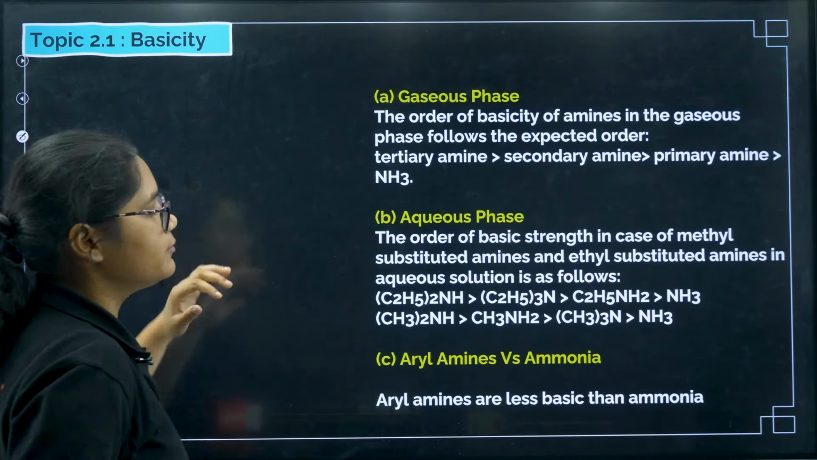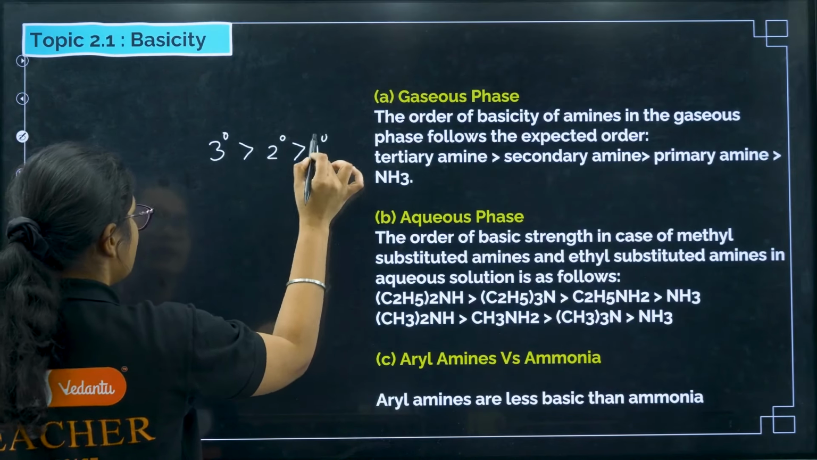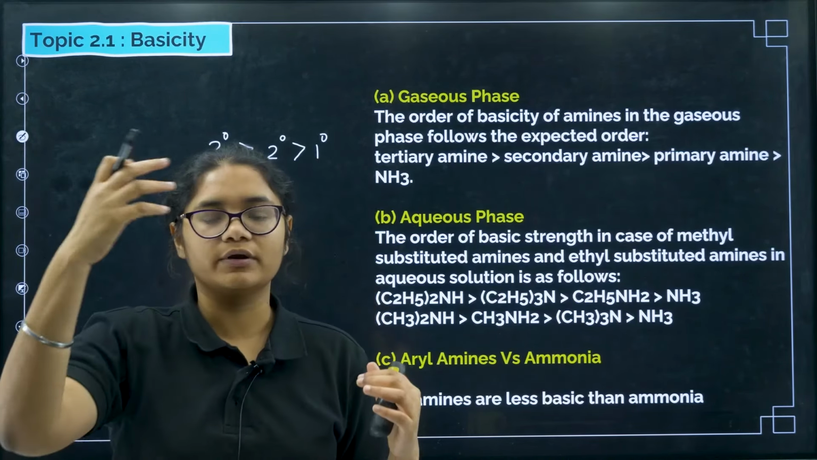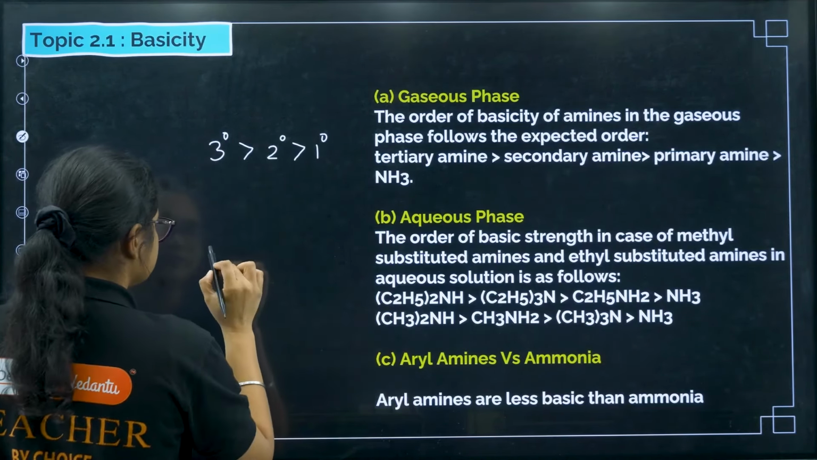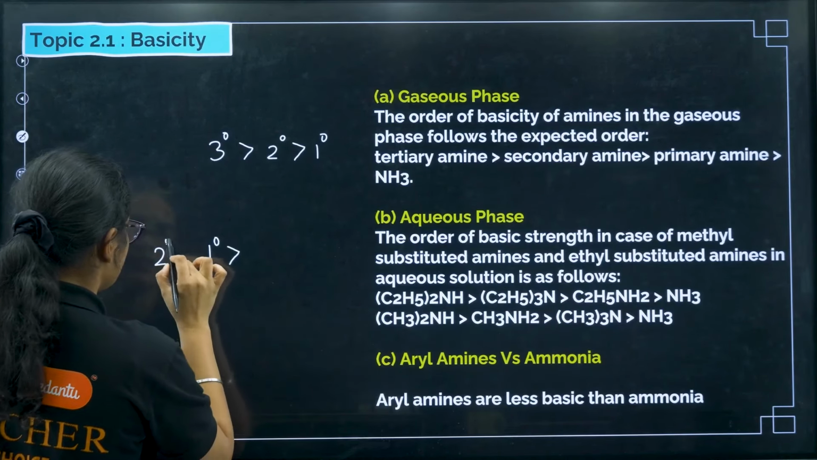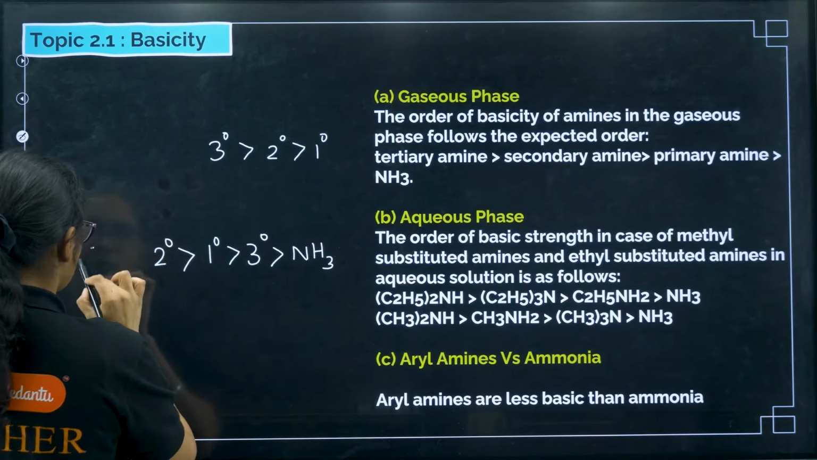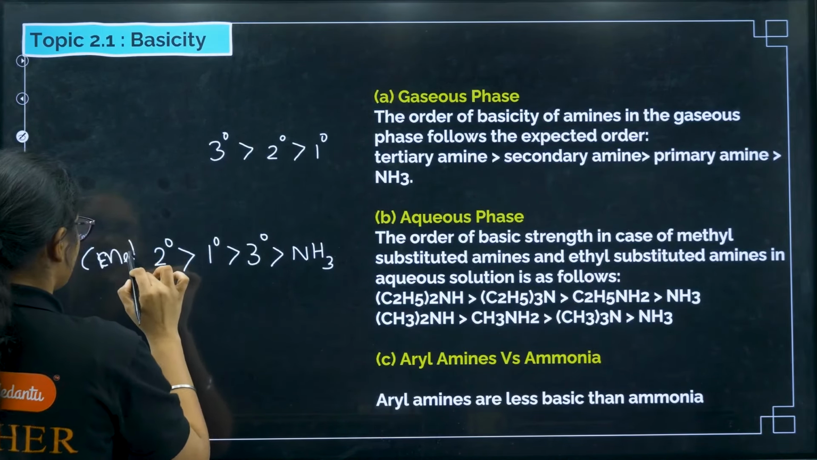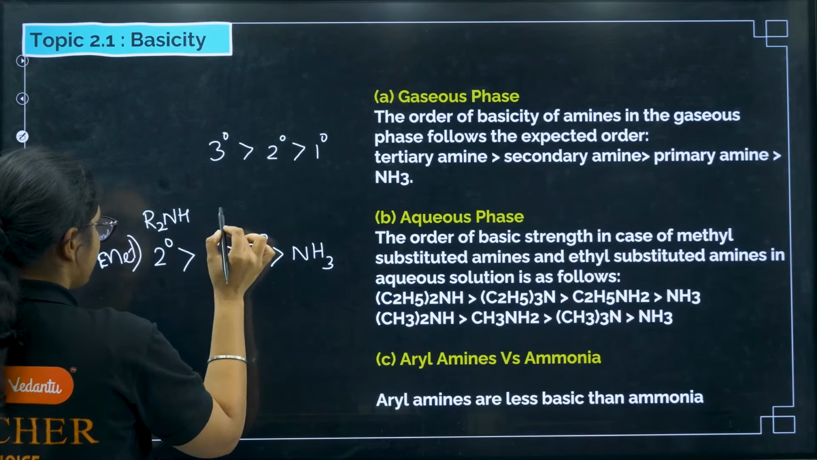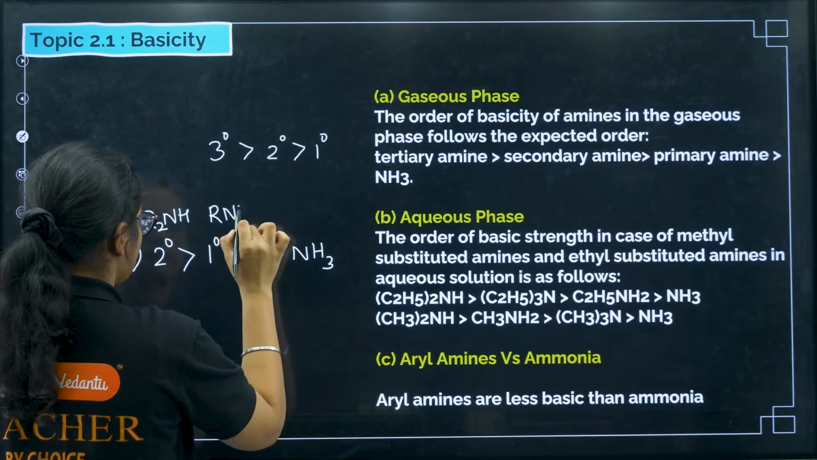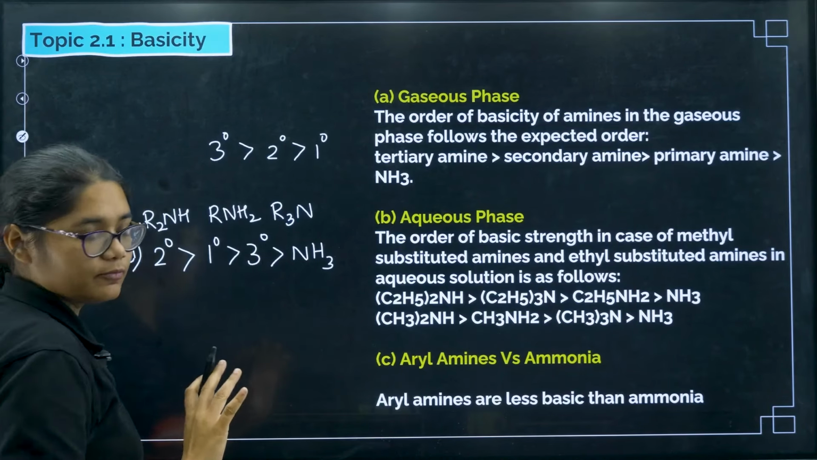So first of all, basic nature. Under gaseous phase the order of basicity is 3 degree, 2 degree and 1 degree, right? Because in 3 degree more alkyl groups are there, more electron donation can take place, and that is why the basicity will be higher. Next, in aqueous phase you have 2 degree, 1 degree, 3 degree and ammonia. And this is for the methyl group. I can write it like this: R2NH, then RNH2 and R3N, where R is the methyl group.